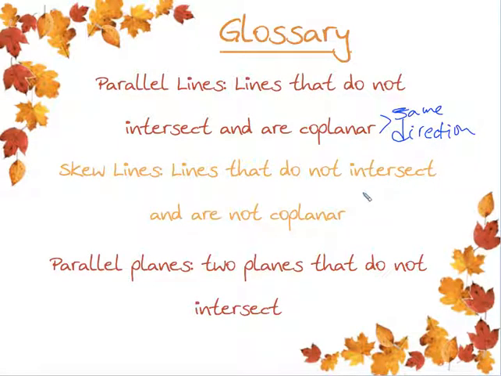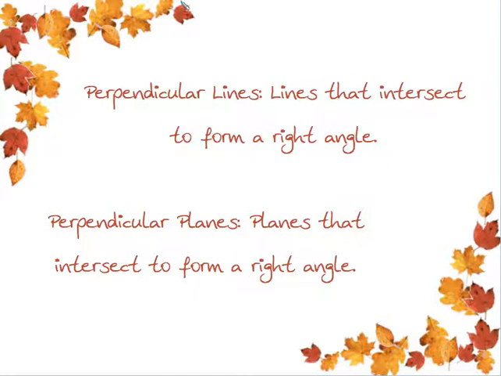And skew lines are lines that do not intersect, so they're not on the same plane. So these are going a different direction, but still won't ever cross. All right, and then parallel planes are just two planes that wouldn't ever intersect. Perpendicular lines are lines that intersect to form a right angle, and perpendicular planes are planes that intersect to form a right angle.